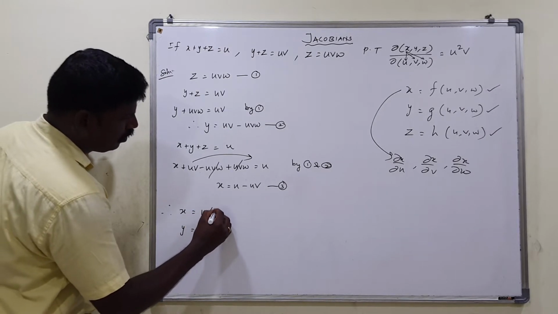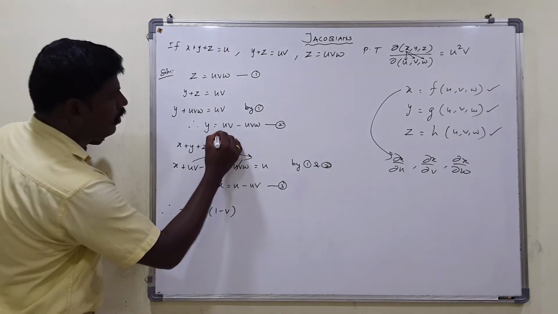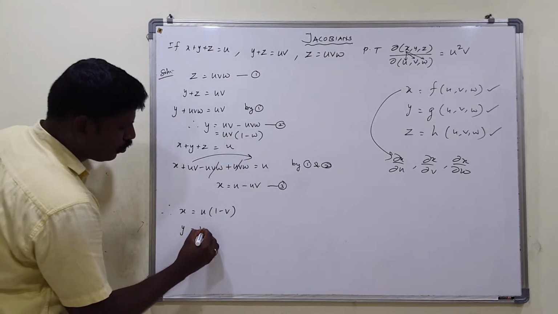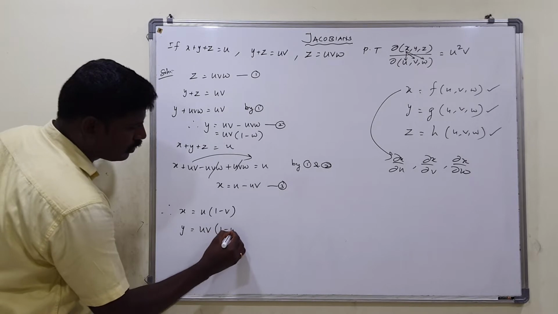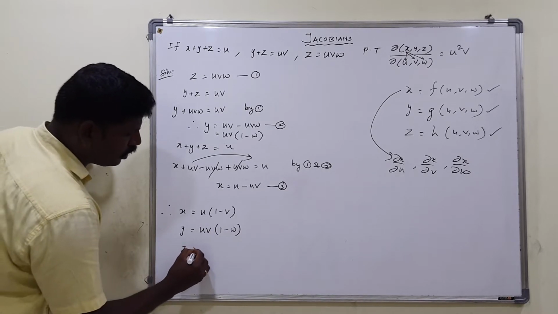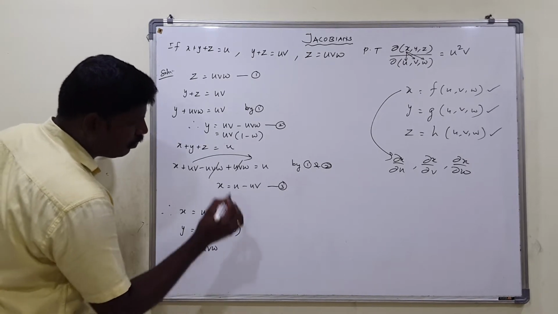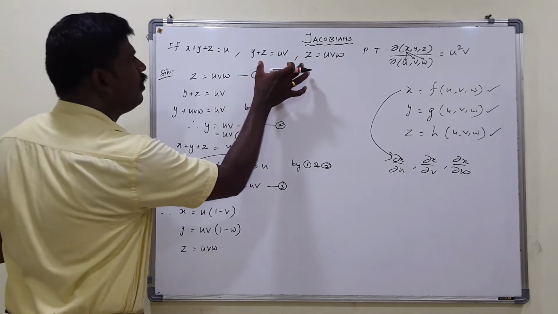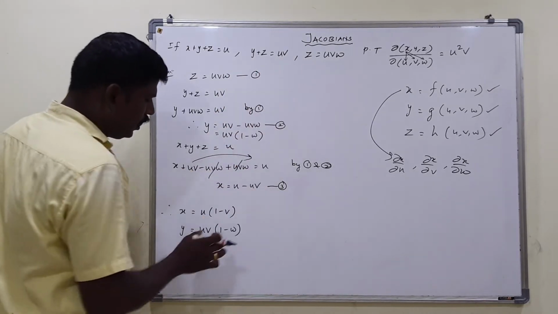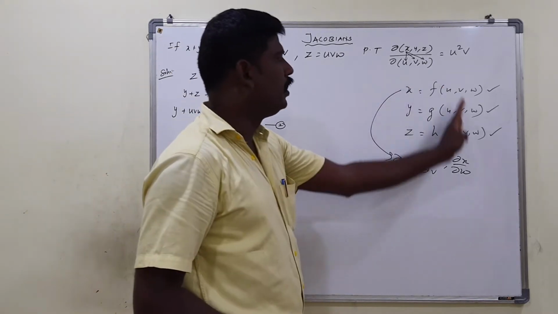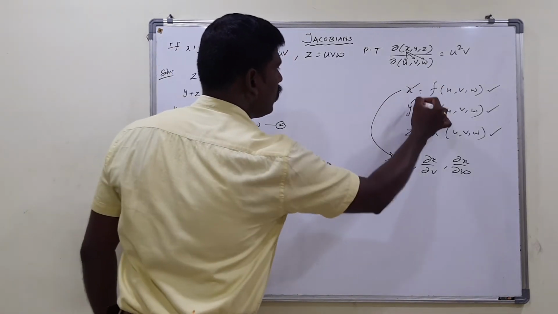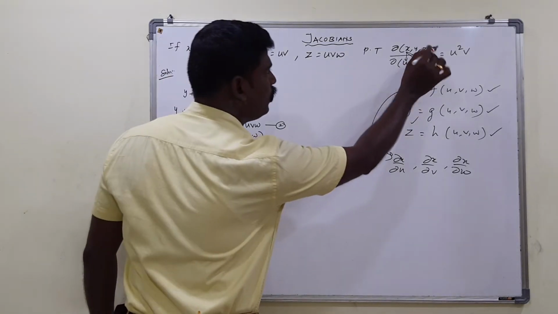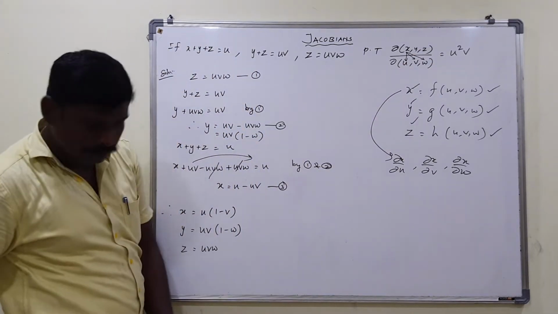u into 1 minus v. Here we can take uv as common, isn't it? 1 minus w. So y is equal to uv into 1 minus w, and z is equal to uvw, right? That's all. Now I rewrite the given function of x, y, z into a function of u, v, w, right? Now all of x, y, z are in the form of functions of u, v, w. Now I am going to do the problem, right?